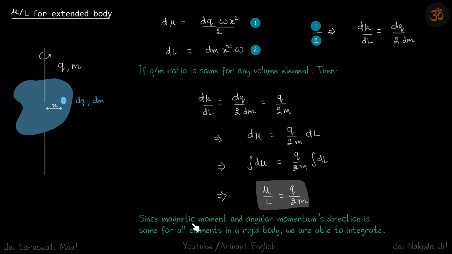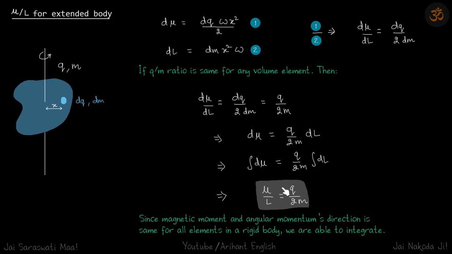Again, some points: since the magnetic moment and angular momentum directions are the same for all elements in a rigid body, we are able to integrate. These are ideally vectors mu and L both, but their directions are the same, upwards in this case. It doesn't matter about which axis they rotate, the direction of both d mu and dL will be along the direction of the axis of rotation. So we can just do the scalar integration and this result is true.